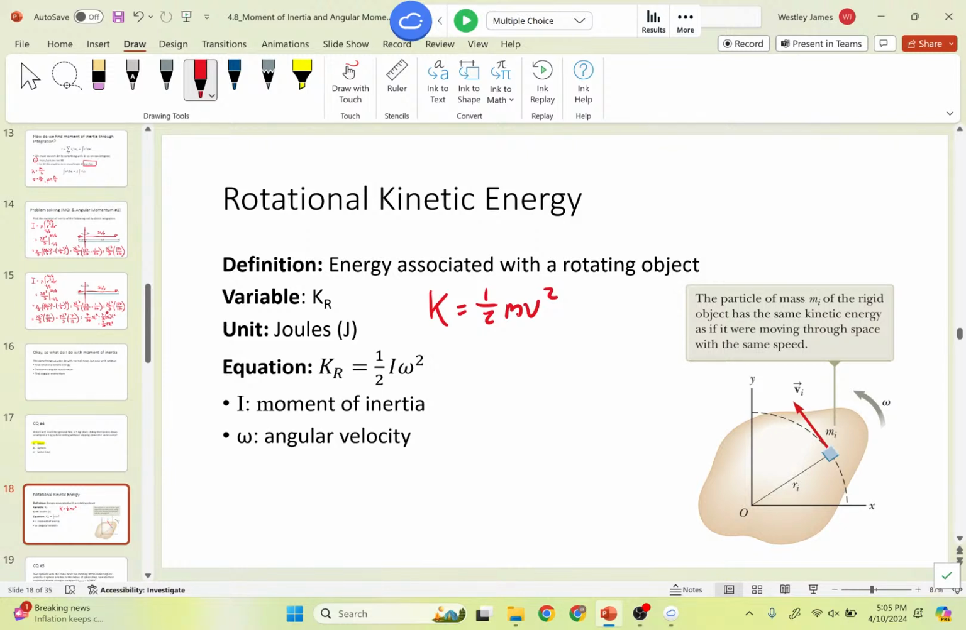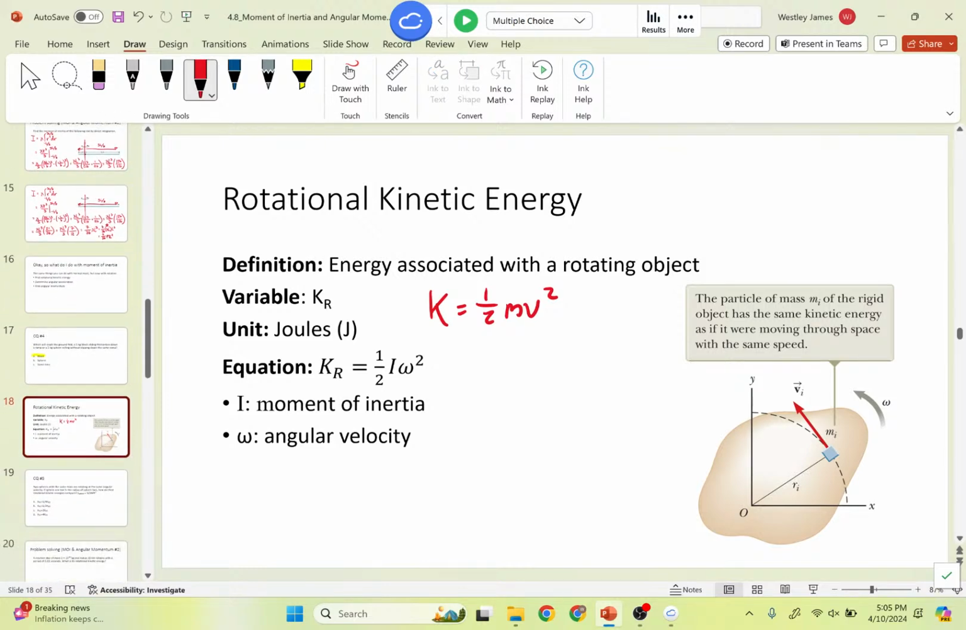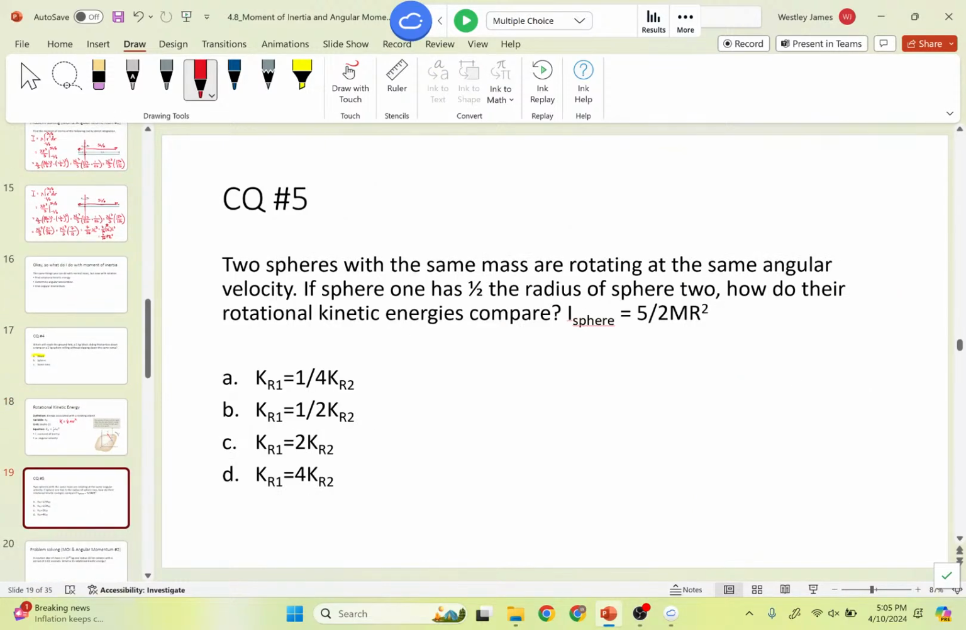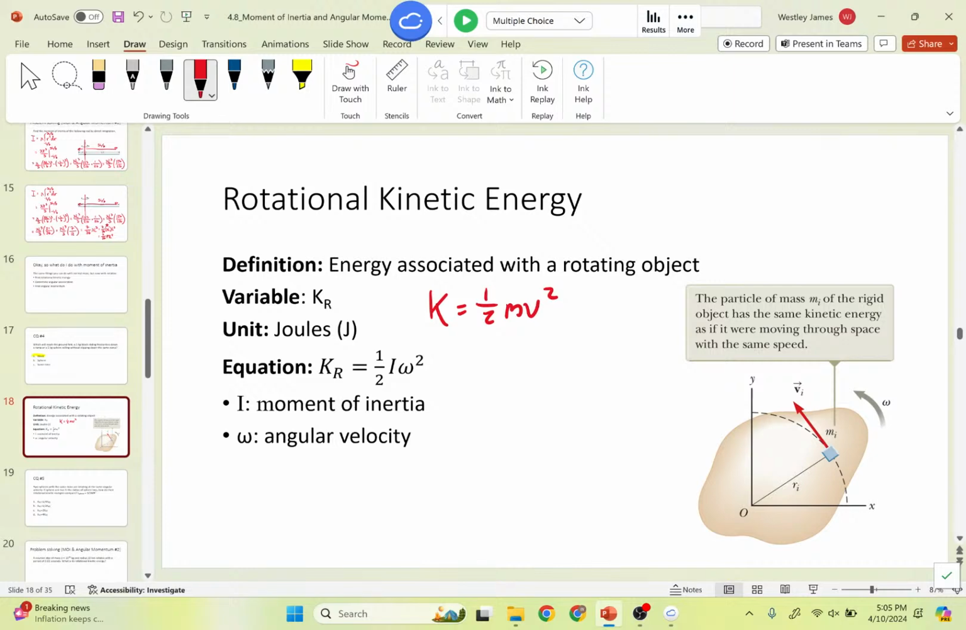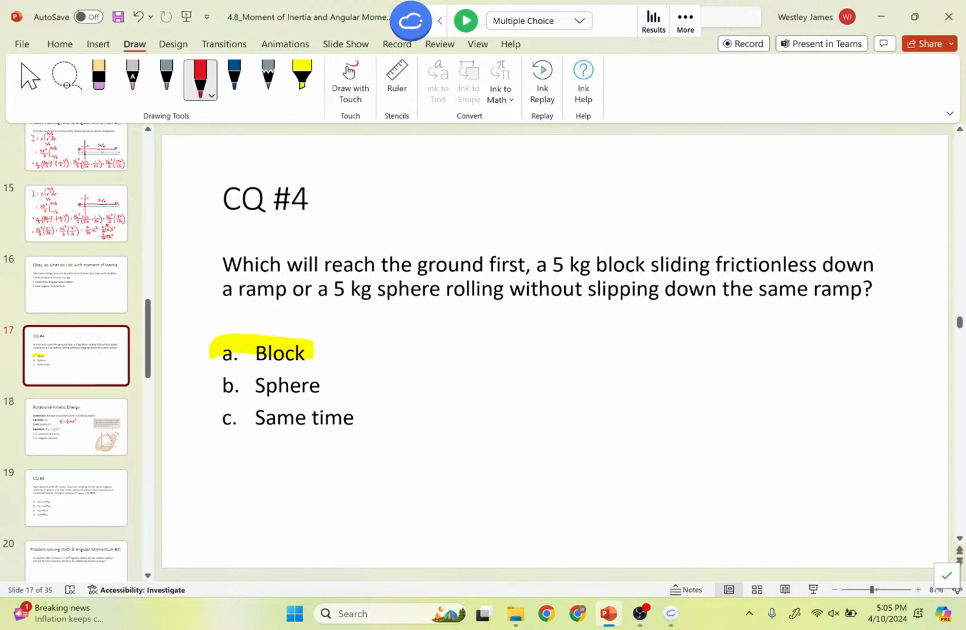Okay. So, why does the block reach the bottom first? Well, it's because of conservation of energy. Conservation of energy. So let's see if this plays into this one. No. All right, so let's go back to this. So let's draw that situation. I have the block here. I have the sphere here. They both end at the bottom.